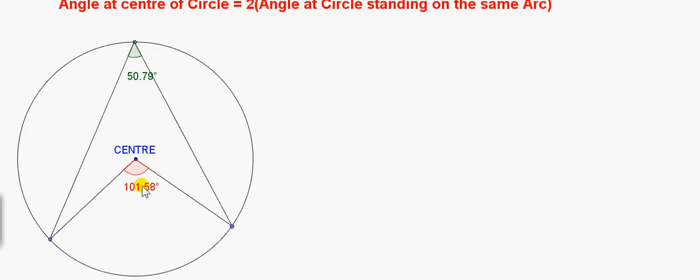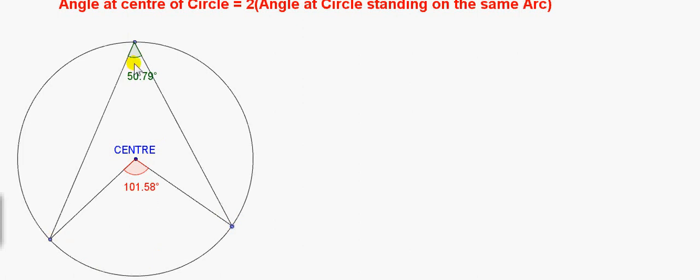Now, we have two angles standing on the same arc of this circle. The arc runs from this point to this point here. We have the angle at the center of the circle. That's got by drawing a line from the center to this end of the arc and another line to the other end of the arc. In this case the angle is 101.58 degrees.